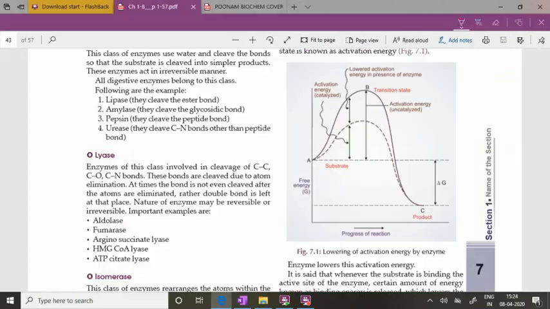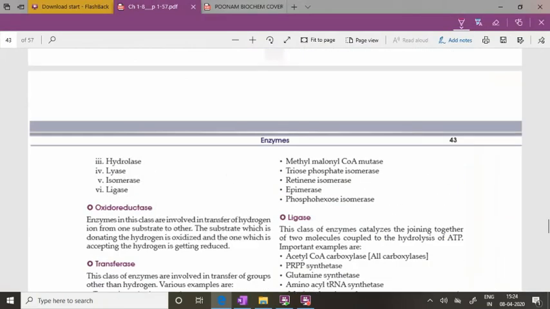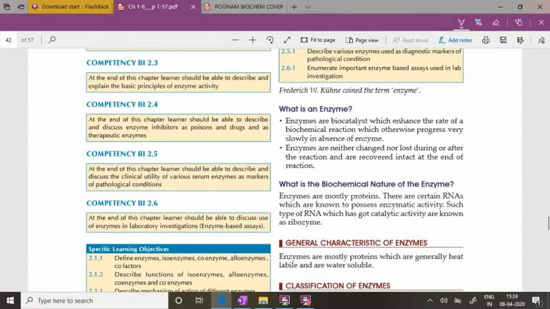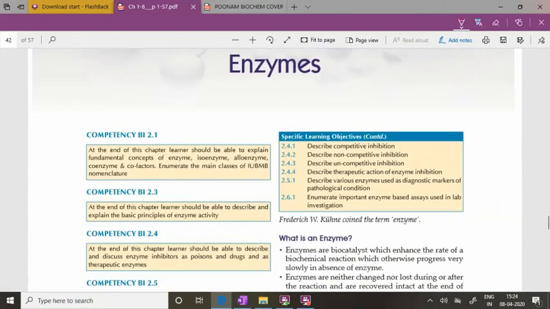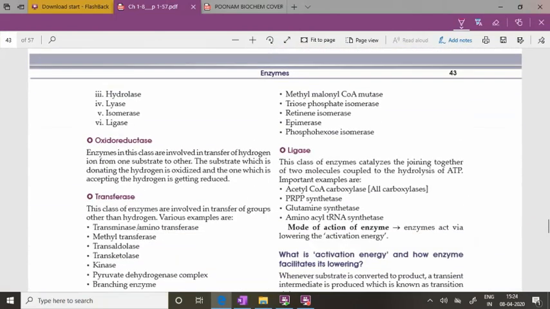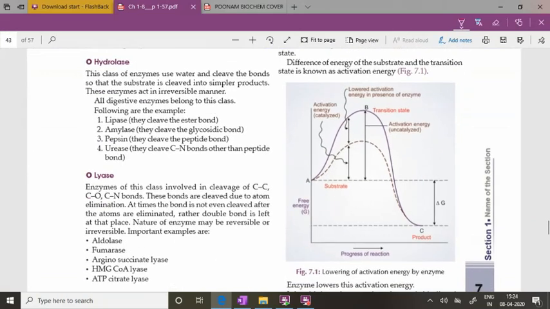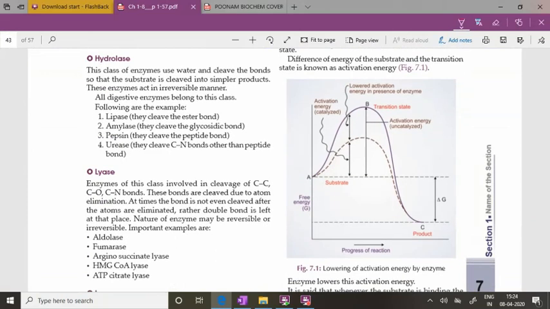I'll be talking to you regarding activation energy in enzyme topic. What is activation energy? Activation energy you can best understand by this particular graph.